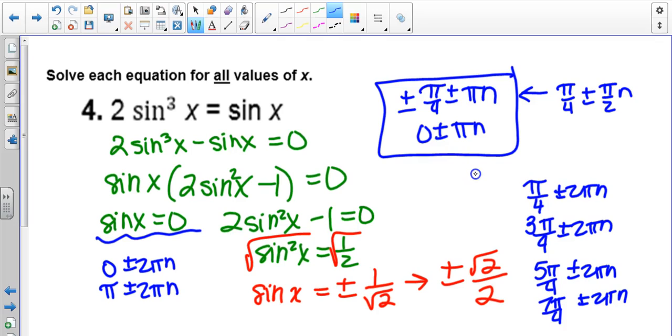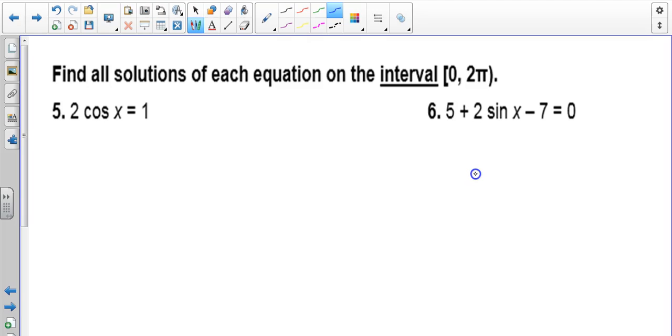I'm just going to confuse some of you, so let's just keep going. That only works for the pi over 4s, by the way. If you're at 30 degrees, you have to go further, right, to get to the next reference angle of 30, so it doesn't work. Okay. Try 5 on your own.